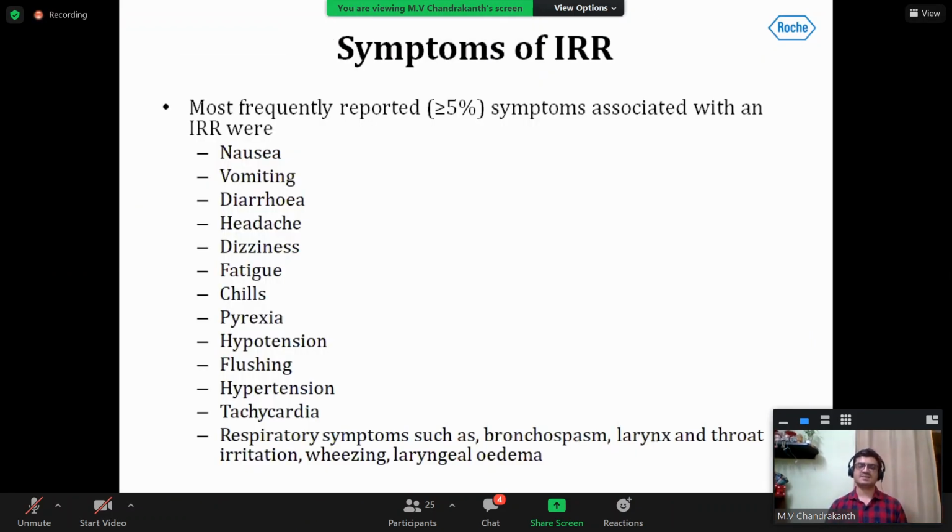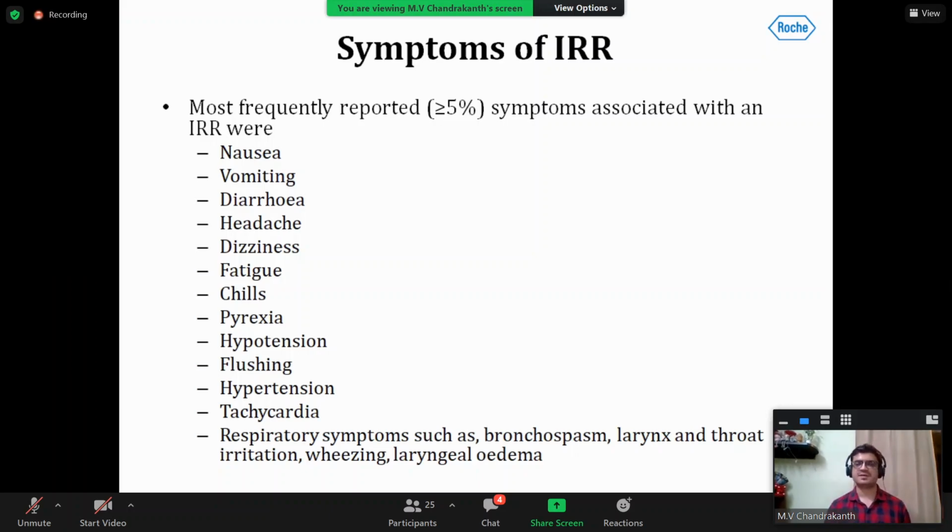So what are the symptoms of infusion-related reactions? Most frequently reported, more than 5%, symptoms associated with an IRR were nausea, vomiting, diarrhea, headache, dizziness, fatigue, chills, pyrexia, hypotension, flushing, hypertension, tachycardia, and respiratory problems. Very important, what you can note among these is hypotension. Hypotension is very important, and that's the reason why you have to skip antihypertensives 12 hours before and 1 hour after. And during infusion, we must skip the antihypertensive.